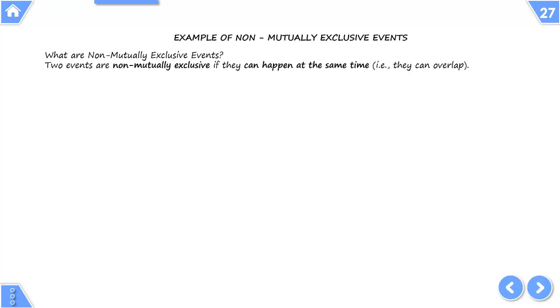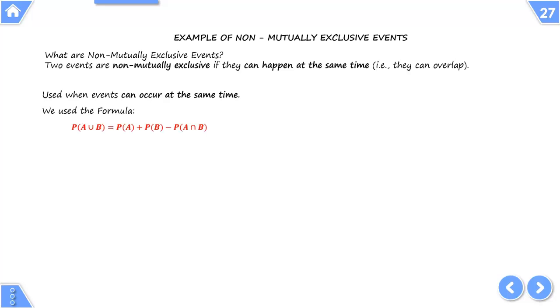And we are done. Now, examples of non-mutually exclusive events. A non-mutually exclusive event is one where, in a draw, you can have two events happen at the same time. So two events are non-mutually exclusive if they can happen at the same time. They can overlap. So let's look at some examples, when events can occur at the same time.